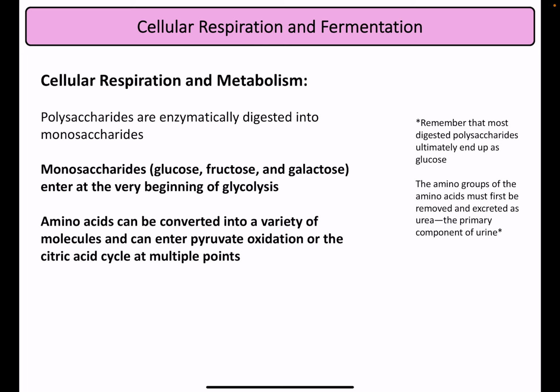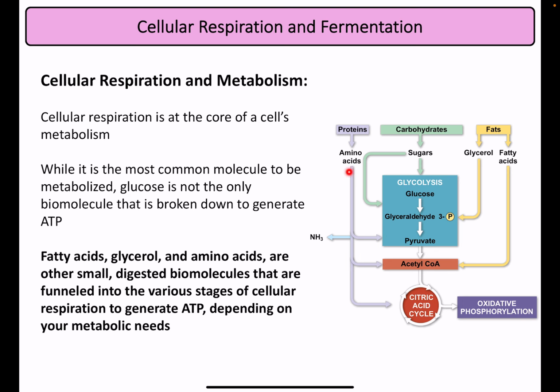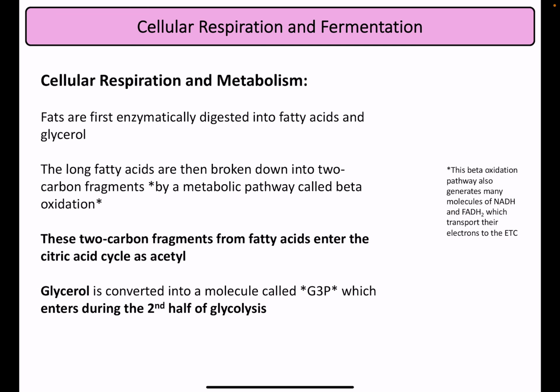And then my last little point here is that amino acids can be converted into a variety of molecules depending on the specific amino acid that you're dealing with. Remember, there are 20. And they can enter either the citric acid cycle or glycolysis or pyruvate oxidation. So you can use them and funnel them into pretty much every step of cellular respiration.